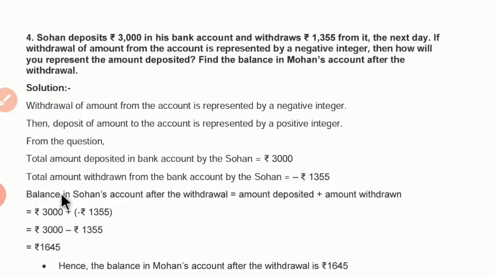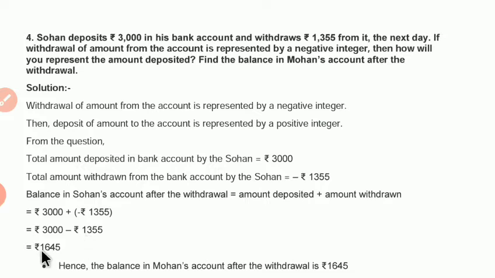So how to find the balance in Sohan's account after the withdrawal? We will see the total amount. Total amount deposited plus the amount he has withdrawn. Amount deposited is rupees 3000 plus withdrawn is minus rupees 1355. So rupees 3000, we know that plus into minus is minus, rupees 1355. So directly we have to subtract here.